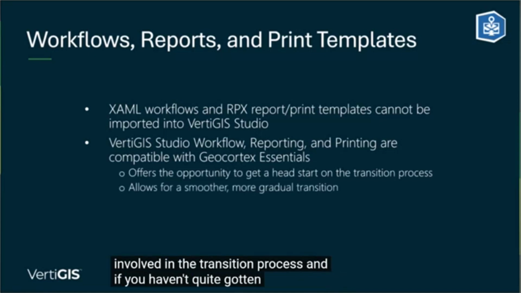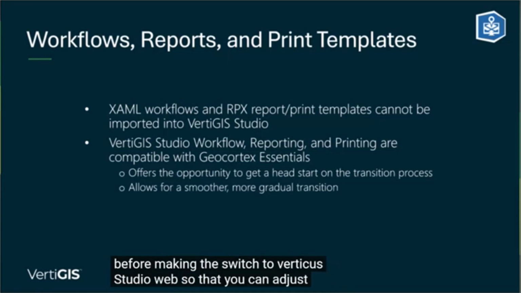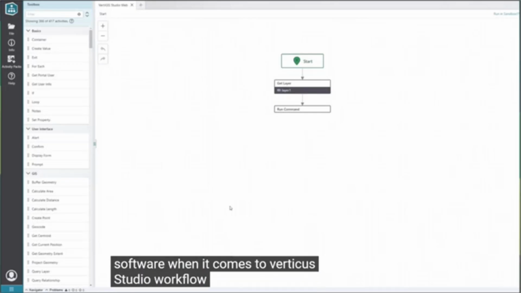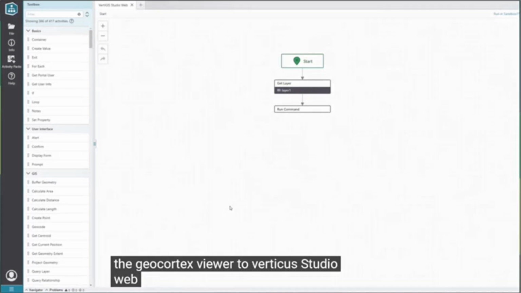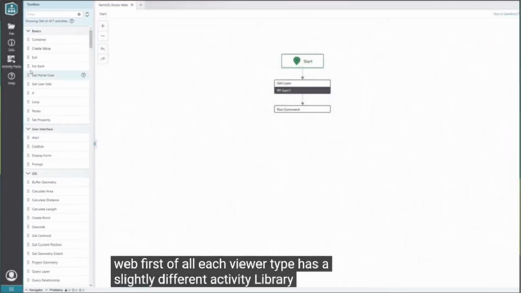And if you haven't quite gotten started with them yet, you can explore them first before making the switch to VertiGIS Studio Web so that you can adjust more gradually to the new software. When it comes to VertiGIS Studio workflow, there are a few things to keep in mind for the transition from the Geocortex viewer to VertiGIS Studio Web. First of all, each viewer type has a slightly different activity library.